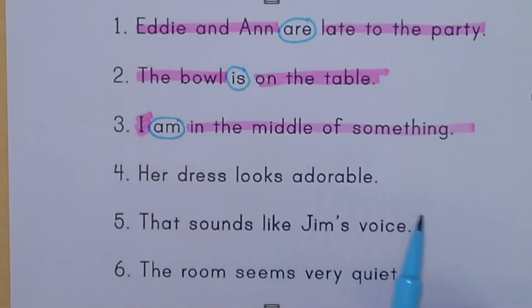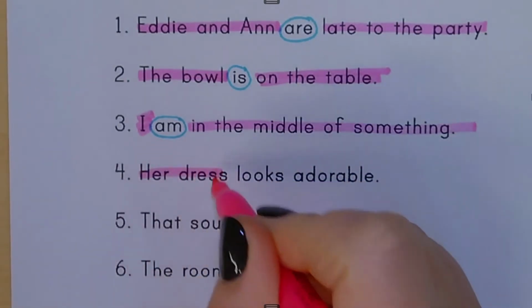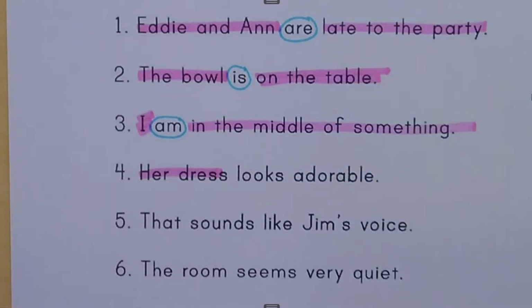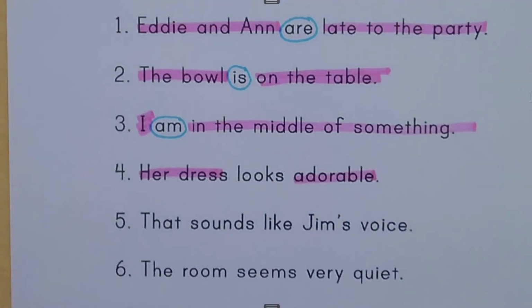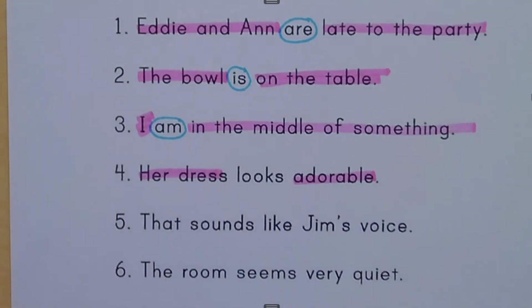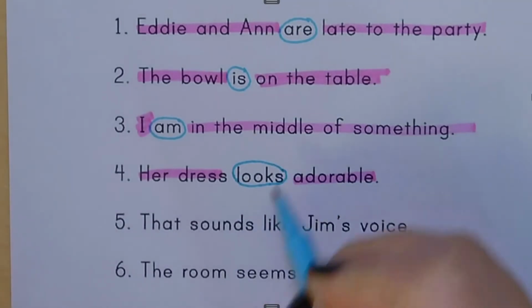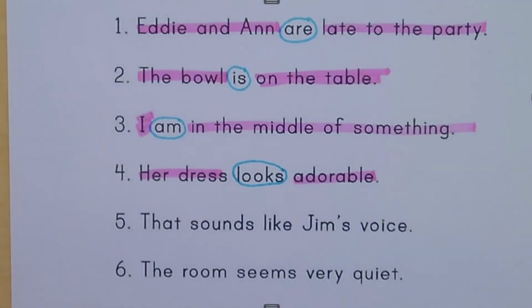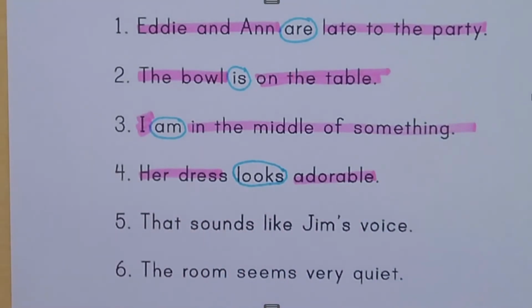Her dress looks adorable. Who or what is this sentence about? Her dress. This is the subject of your sentence, her dress. What about her dress? Adorable is describing the dress. Her dress looks adorable. Looks is your linking verb. Remember yesterday we learned about the test of putting in the equal sign. Her dress equals adorable. Yeah, because her dress is adorable.